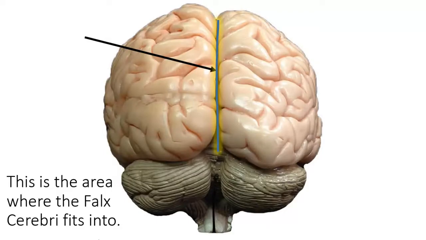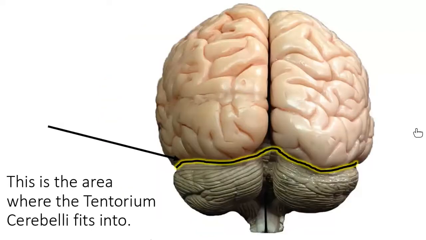So we've seen this view before. This is the longitudinal fissure here, and that's where the falx cerebri is going to be found. Then you've got your lateral fissure right here. That's where the tentorium cerebelli will be found.